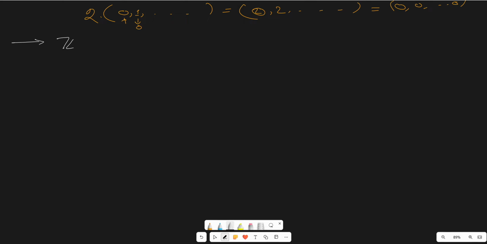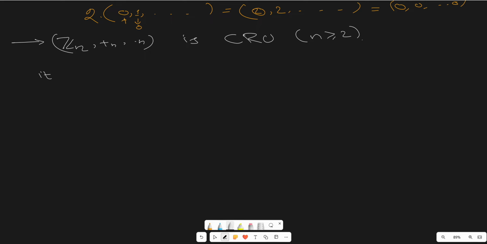You know Zn, right? Zn with addition modulo n and multiplication modulo n is a ring. It is a commutative ring with unity whenever n is greater than or equal to 2. CRU means commutative ring with unity. You know what a commutative ring with unity is? This is commutative and has a unit element.